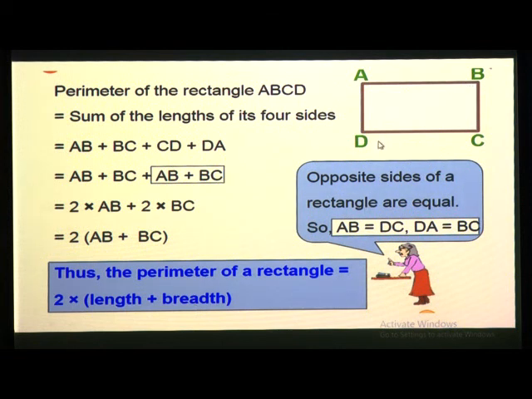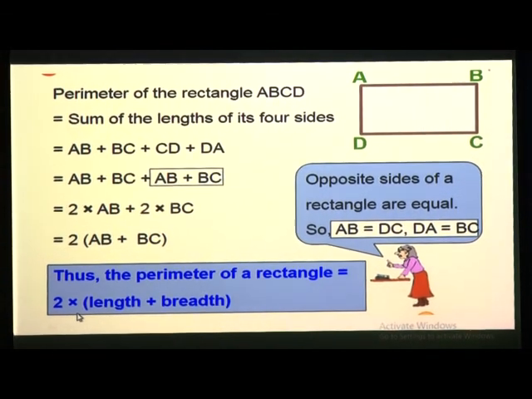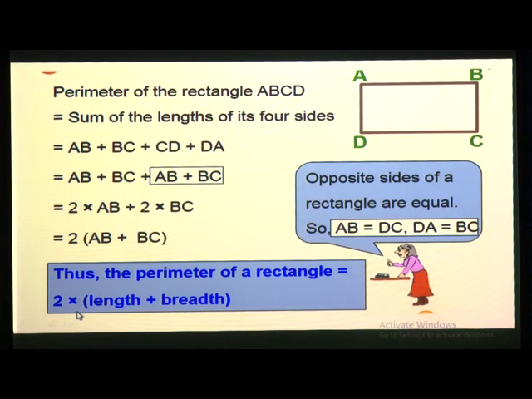As opposite sides are equal, this is termed as length and this is termed as breadth. So, 2 times length and 2 times breadth, we write it as 2 into (L plus B), 2 into (length plus breadth). Here we have the formula to find the perimeter of a rectangle. Whenever you see a rectangle, you can take the formula 2 into (L plus B), place the value of the length, place the value of the breadth and then multiply by 2, and you will get the answer. We will see 1 or 2 examples for finding the perimeter of a rectangle.